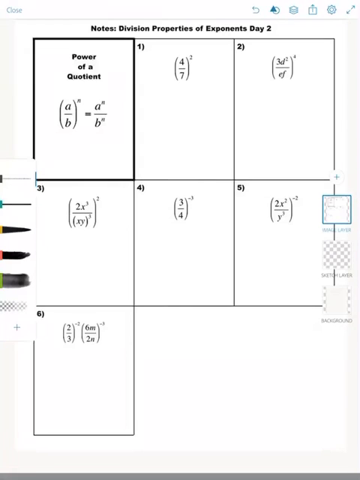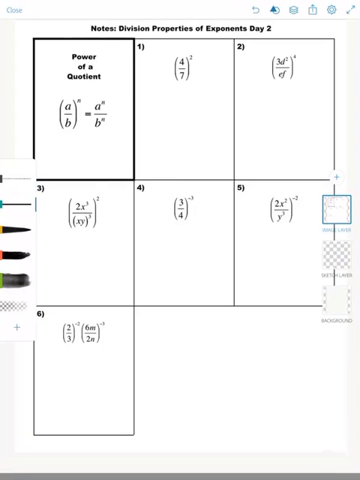Okay, here are your notes on continuing with how to deal with division when you have exponents, and this one, as you can see, is titled Power of a Quotient. So you've seen what to do when you have division of exponents. As a quick review, when you divide exponents, you subtract them. When you multiply exponents, you add the exponents.